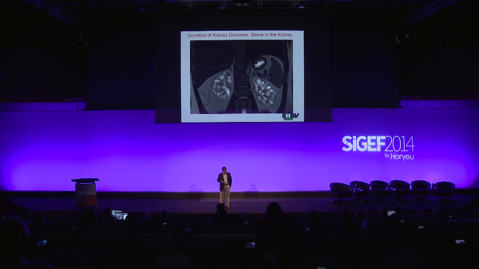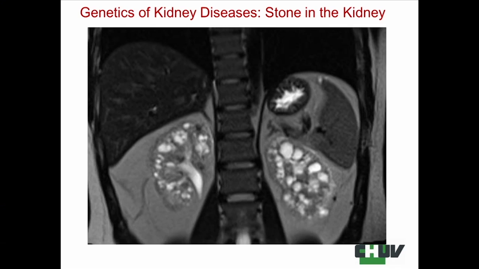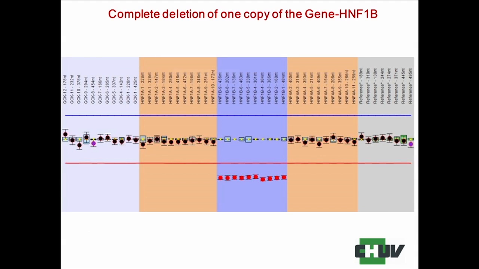And this is another case. You see, it came from Zurich. It's genetics of kidney disease. You can see that there are lots of stones in the kidney. Then we did the analysis for the genetic defect, and you see that there is a gene defect, completely deleted in this case, and now in this family we are offering counseling or genetic analysis.